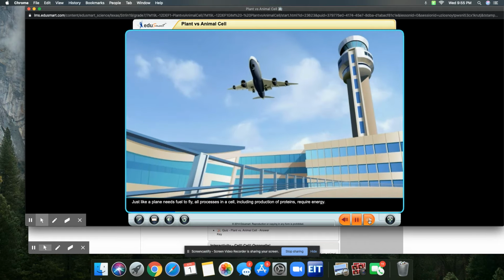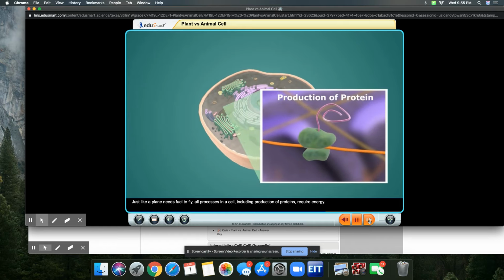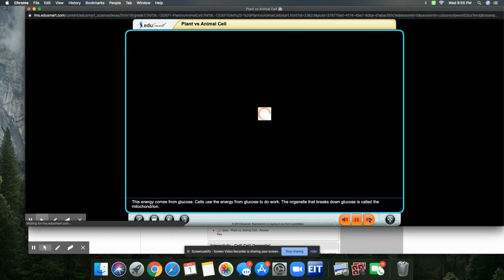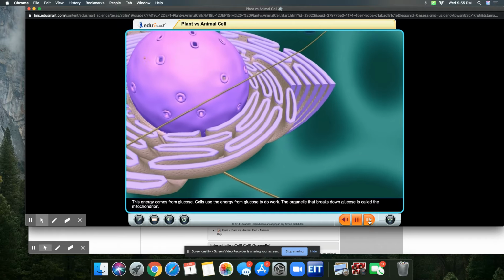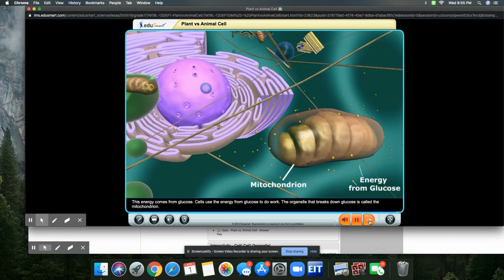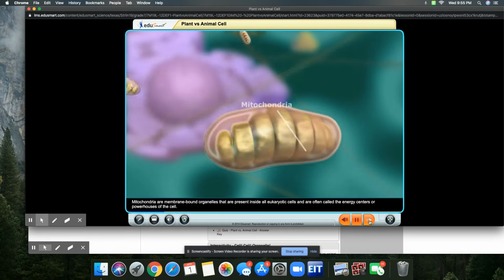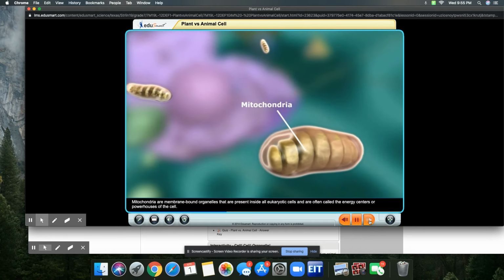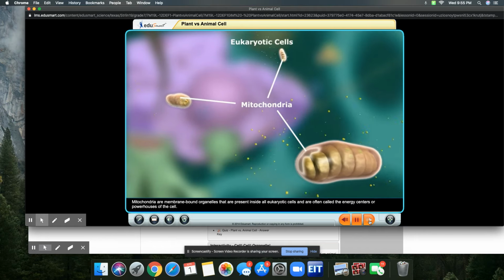Just like a plane needs fuel to fly, all processes in a cell, including production of proteins, require energy. This energy comes from glucose. Cells use the energy from glucose to do work. The organelle that breaks down glucose is called the mitochondrion. Mitochondria are membrane-bound organelles that are present inside all eukaryotic cells and are often called the energy centers or powerhouses of the cell.